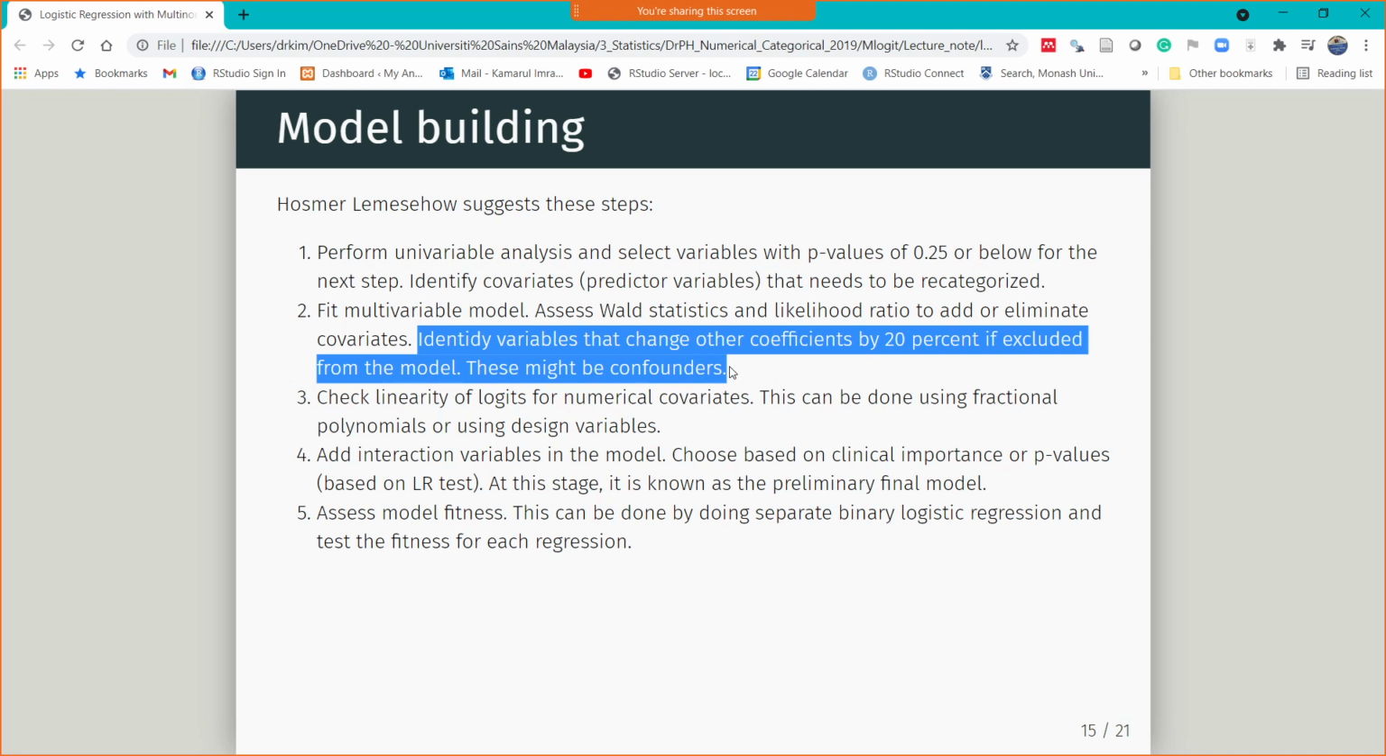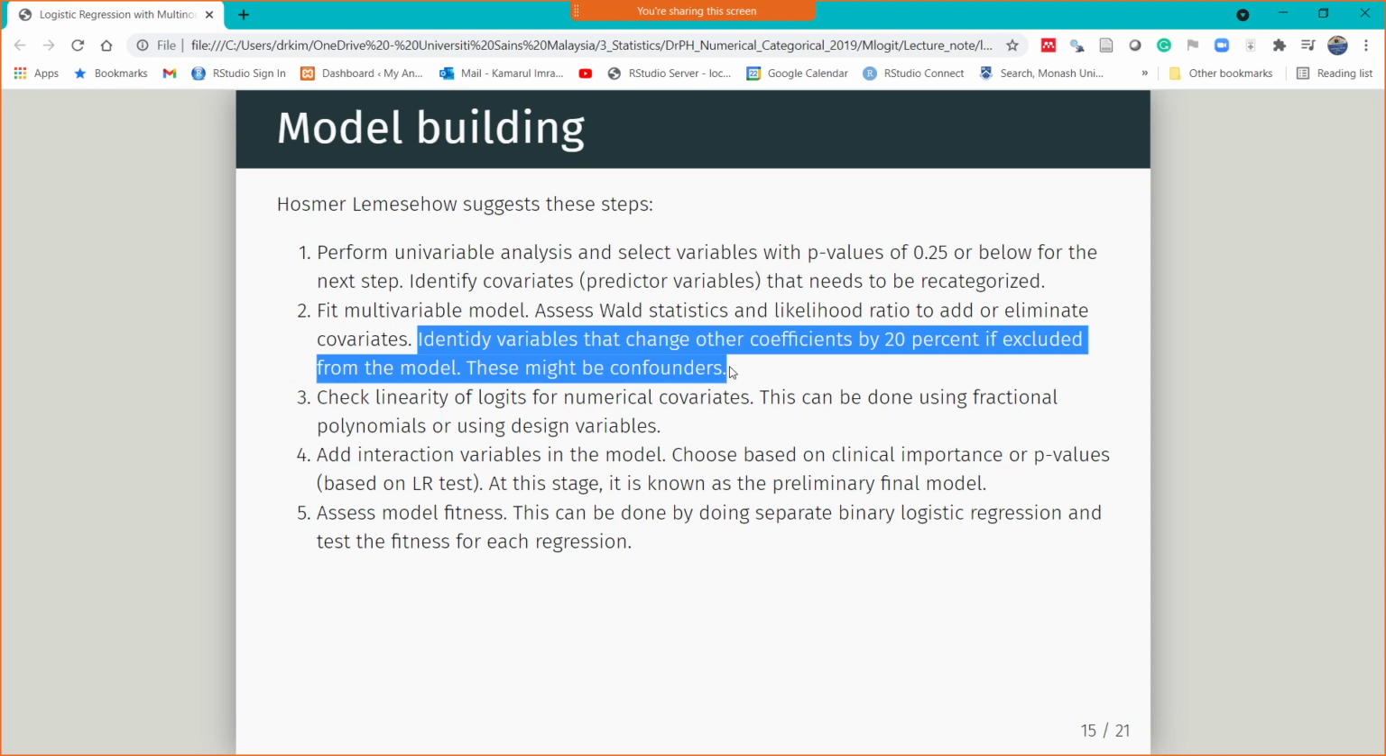This is based on Hosmer-Lemeshow, right? So there are long discussions on what we mean by confounders and how to retain or remove them. But this is a very simple recommendation by Hosmer. And then check linearity of logits for numerical covariates. Do this only for independent variables that are numerical. They must follow the assumption of linearity on the logits.